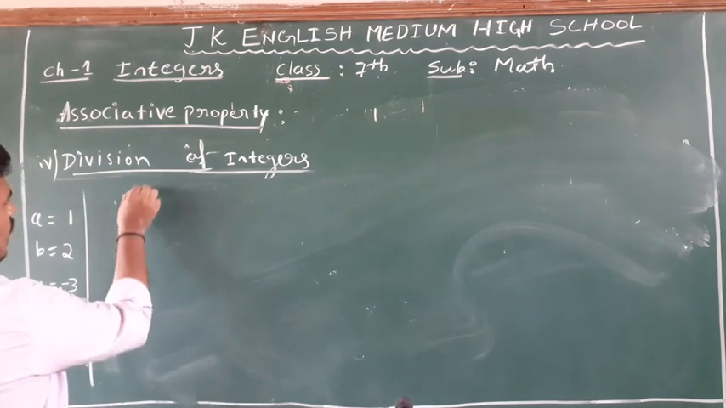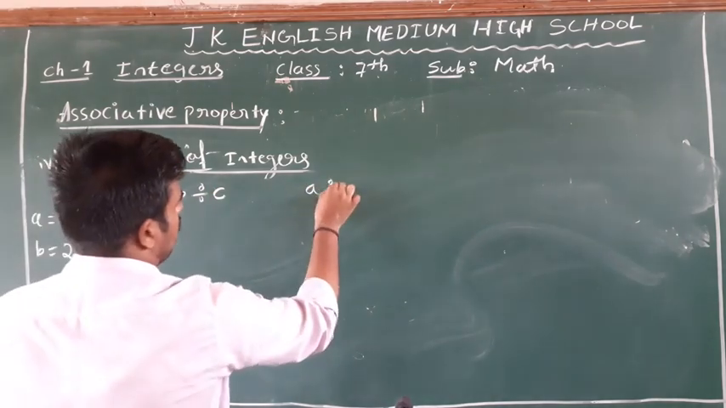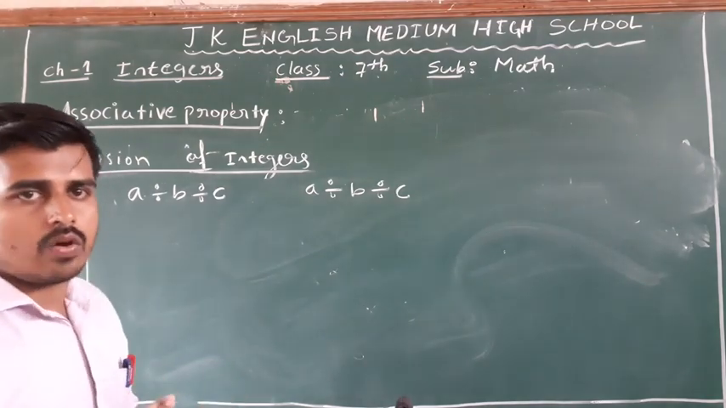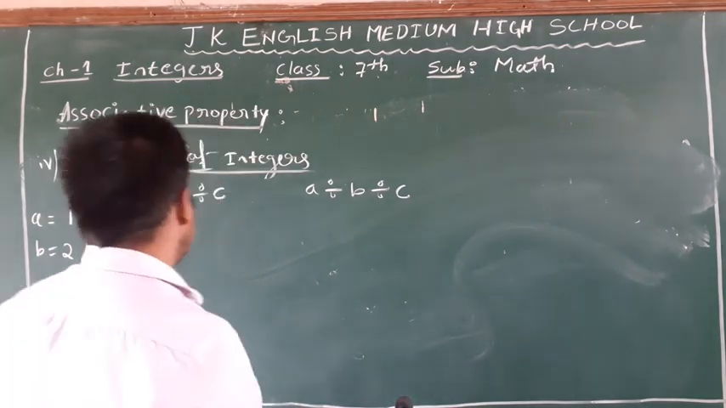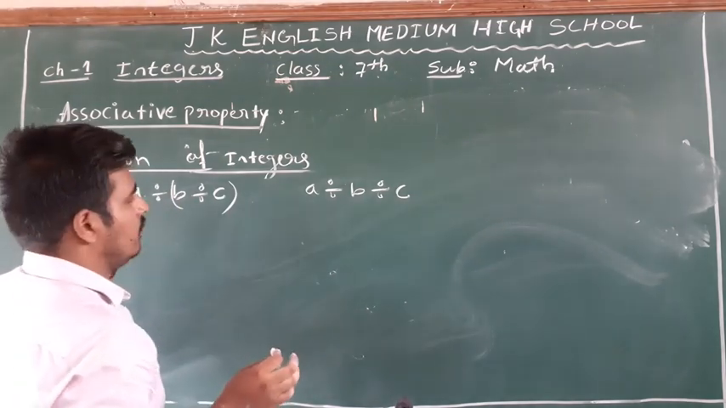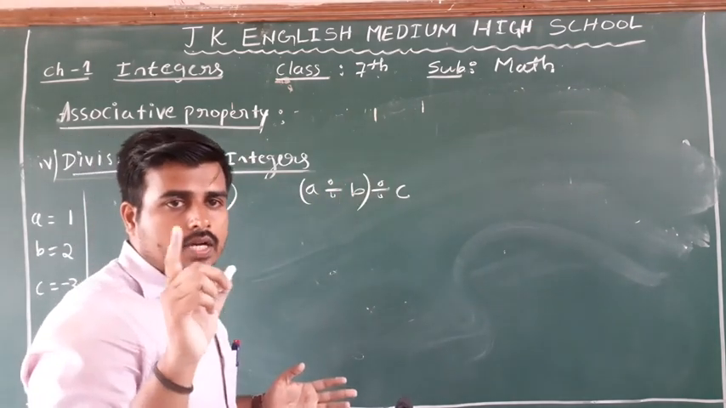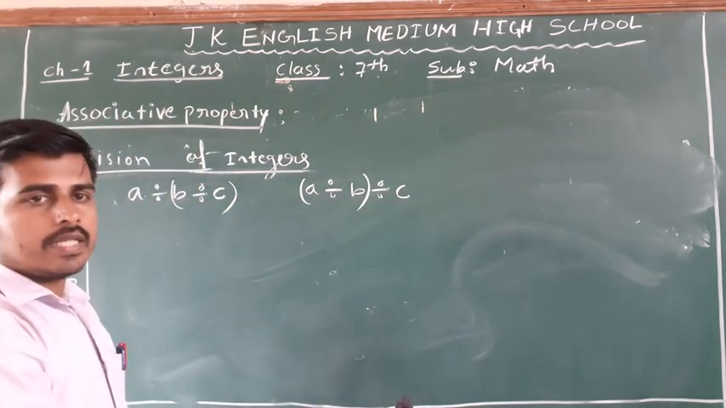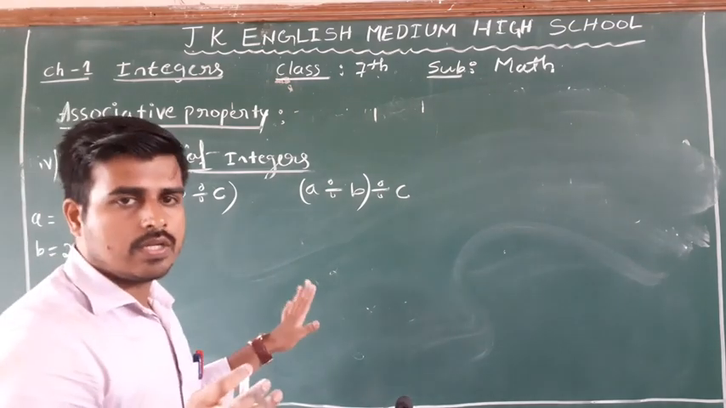It shows A divided by B divided by C, and A divided by B divided by C. Operands are the same, operand places are not exchanged, operation is also the same, but the order is different. Here B divided by C will be calculated first, then A will be divided by that, but here A divided by B will be calculated first, then it will be divided by C. The order is different. If I get the same answer, then it's true. True means division of integers is associative, otherwise not. Try.